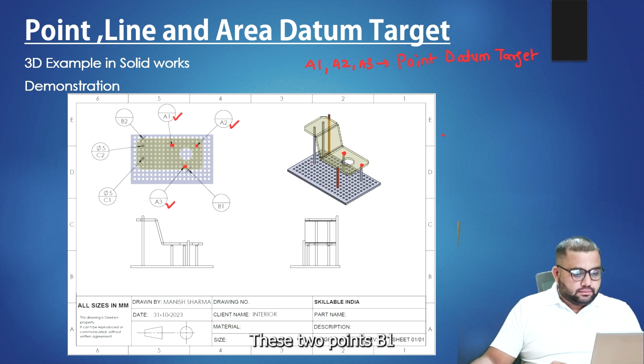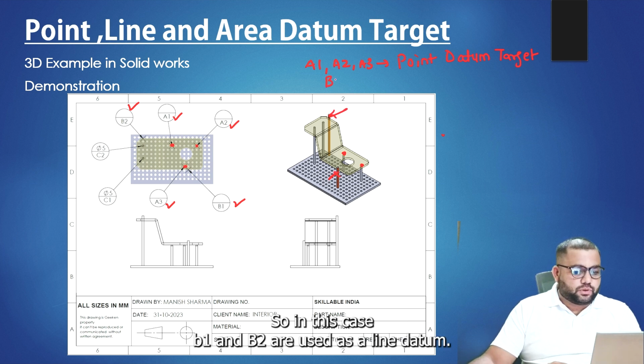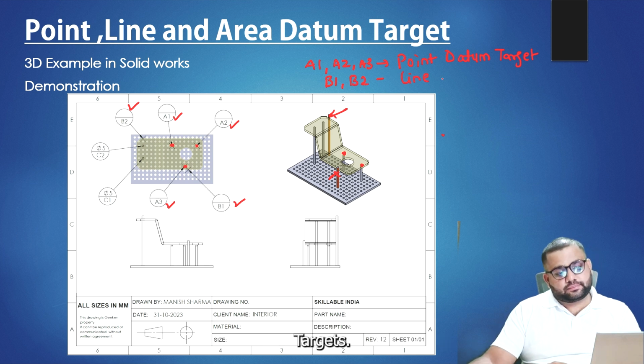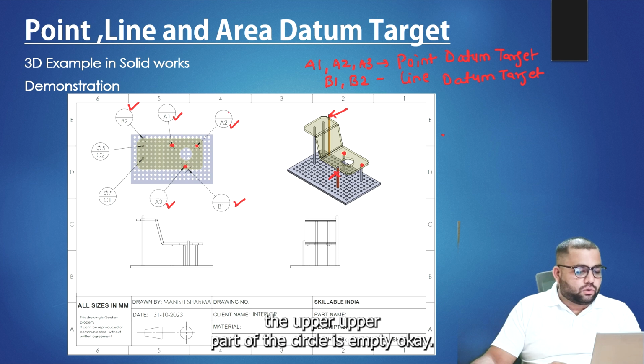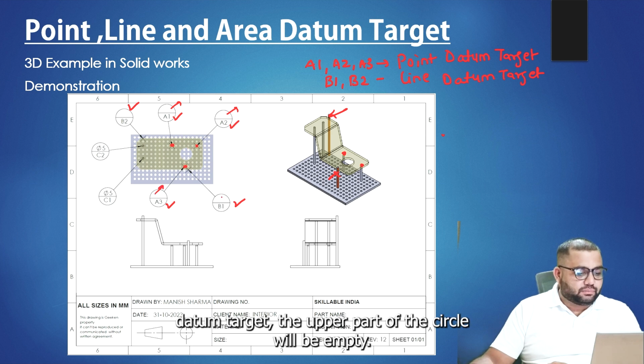These 2 points, B1 and B2, are the line. This is the line contact and this is the line contact. So in this case B1 and B2 are used as line datum targets. You can see that the upper part of the circle is empty. Whenever we use the point datum target or the line datum target, the upper part of the circle will be empty.